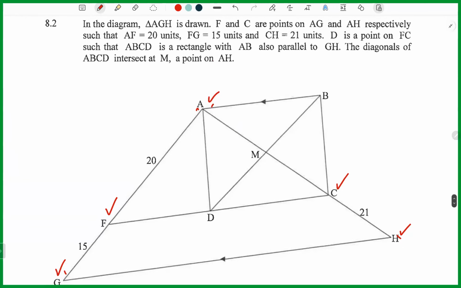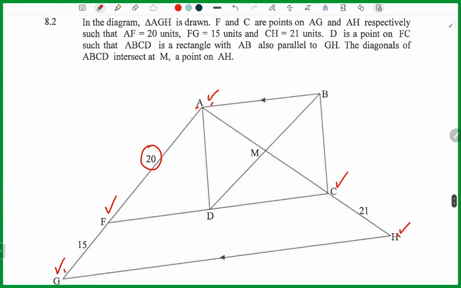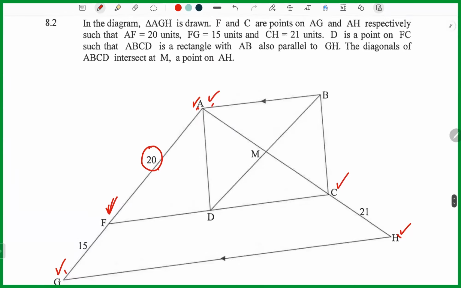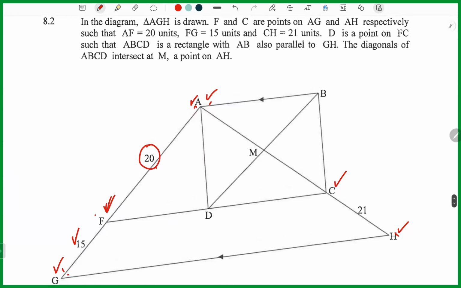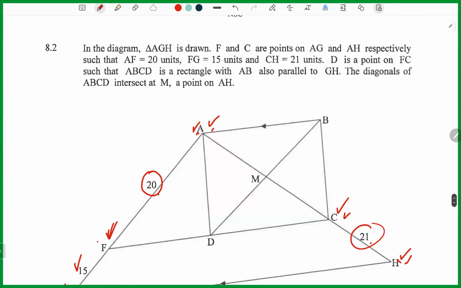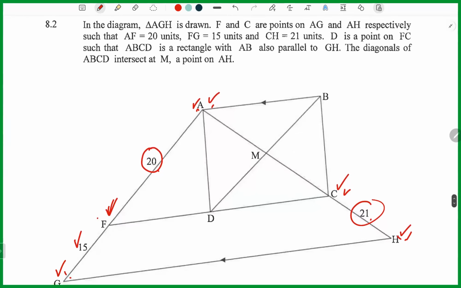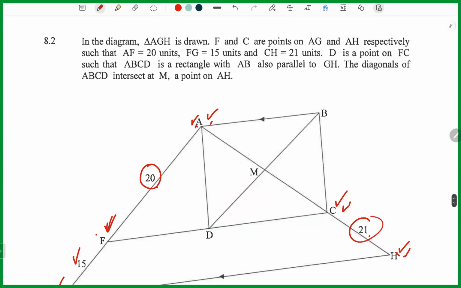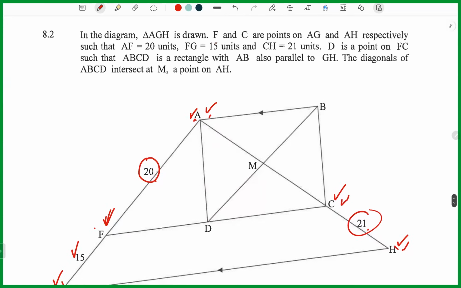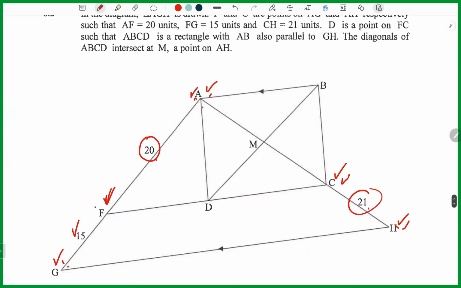Such that AF is 20 units. Here is AF, and we can see the 20 units there. FG is exactly 15 units. CH is 21 units, so we can see that CH is 21 units. There is a point D on FC such that ABCD is a rectangle.